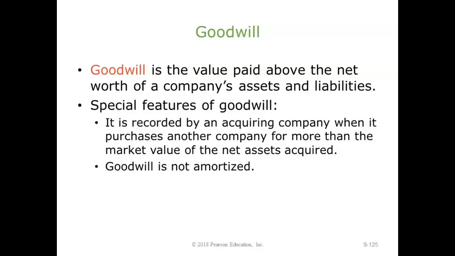Now, the difference between the cash that I paid and the net worth of the company's assets and liabilities is $1 million. That is going to be defined as goodwill. Okay? And again, it's the difference between the cash that I paid and the market value of the assets acquired. Now, in this case, goodwill is always going to stay on my books. We're not going to amortize goodwill. Okay? So again, that's the difference that's out here.